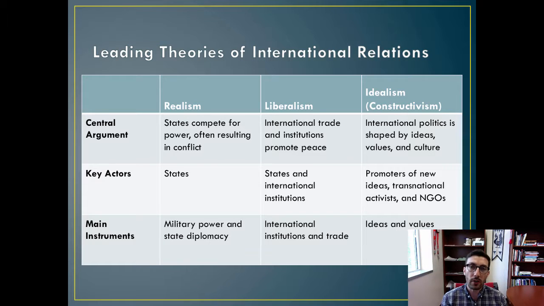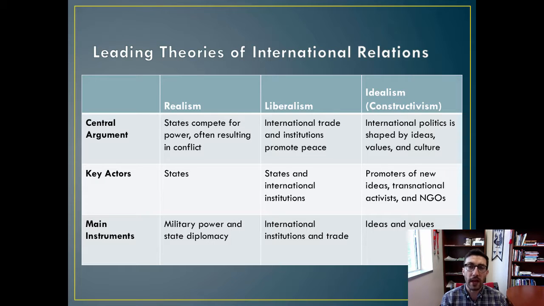The central argument in realism is that states compete for power, and it often results in conflict. You've got multiple states that have very similar ideas about survival in the international system, and because they're always vying for power against one another, this creates a very conflict-prone international system. The key actors for realists are states and nobody else.